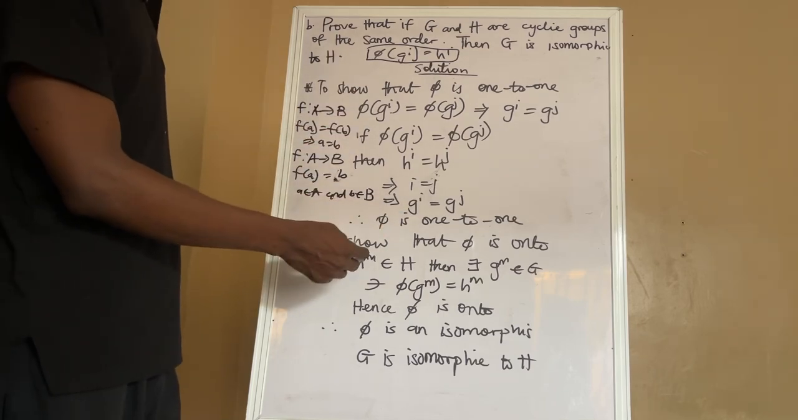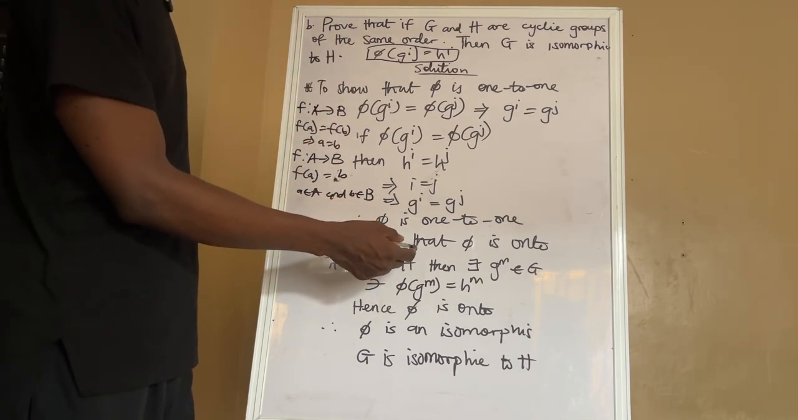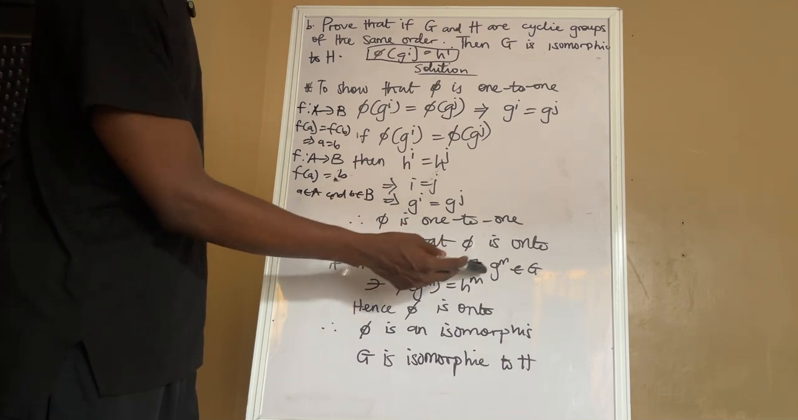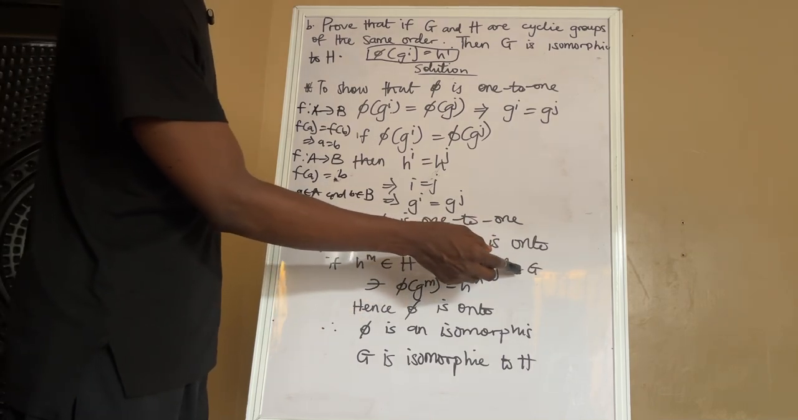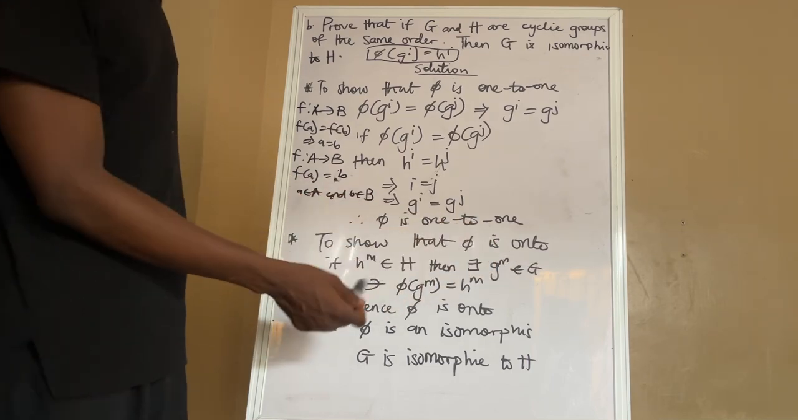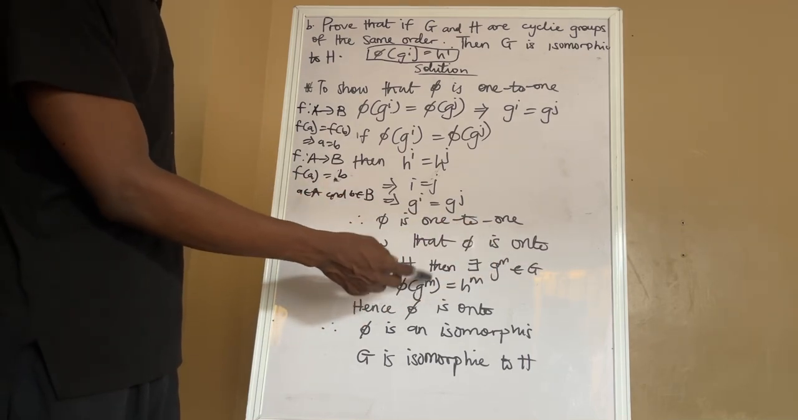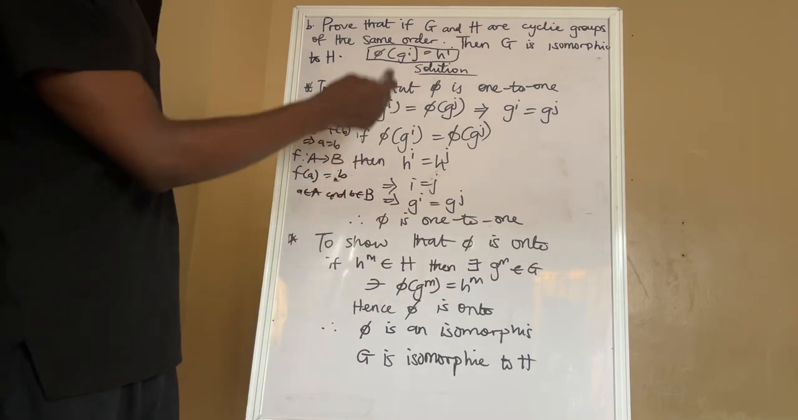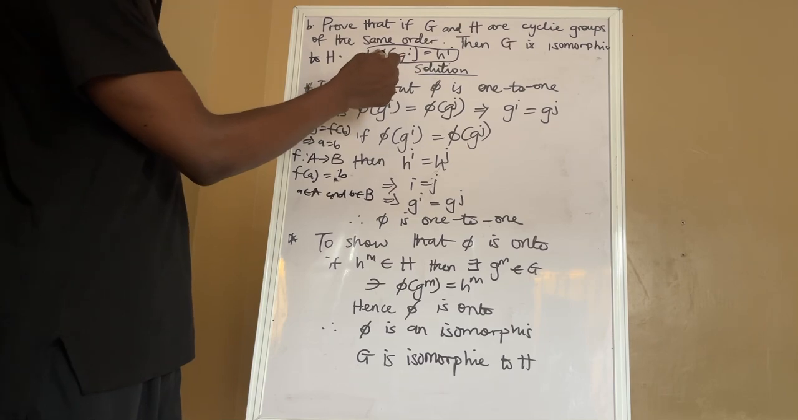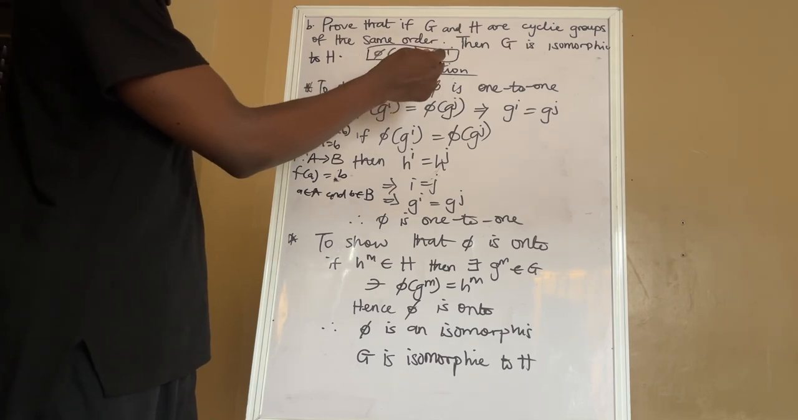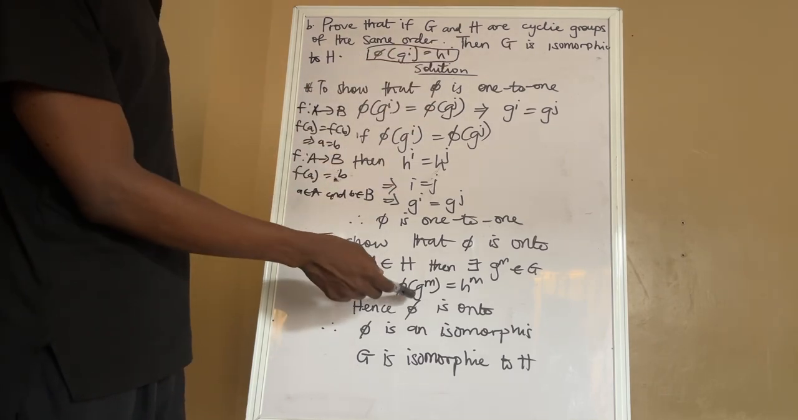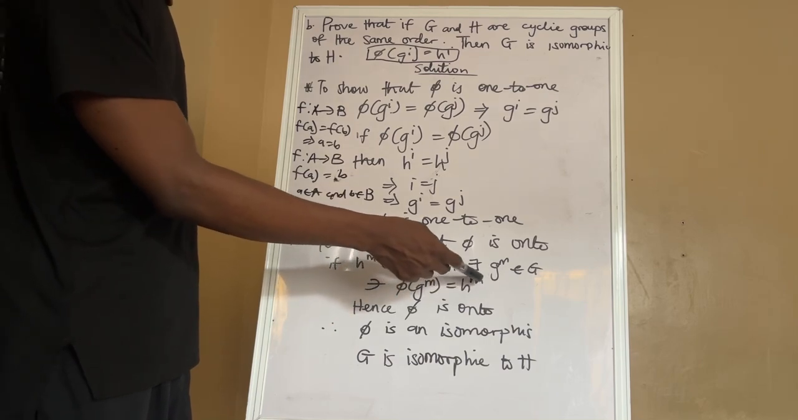So if h raised power m is in big H, then there exists g raised power m in G such that phi of g raised power m is equal to h raised power m, and we know that that is true because phi of g raised power i is equal to h raised power i. So phi of g raised power m is equal to h raised power m.